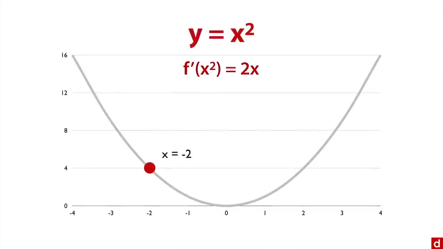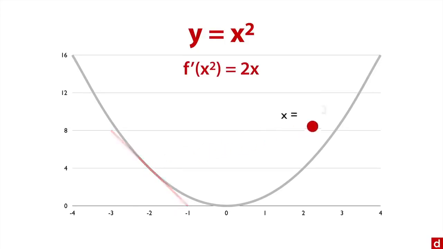So let's go back to what we had a moment ago. Here's our curve. Here's our point at x minus 2. And so the slope is equal to 2x. Well, we put in the minus 2 and we multiply it and we get minus 4. So that is the slope at this exact point on the curve. Okay. What if we choose a different point?